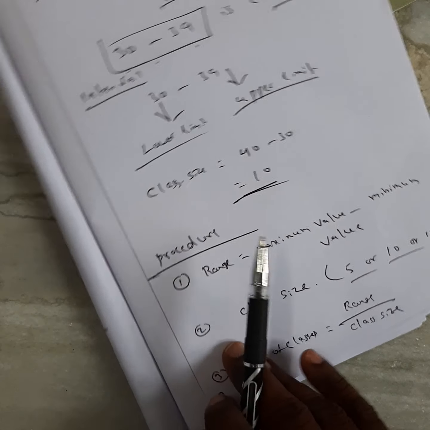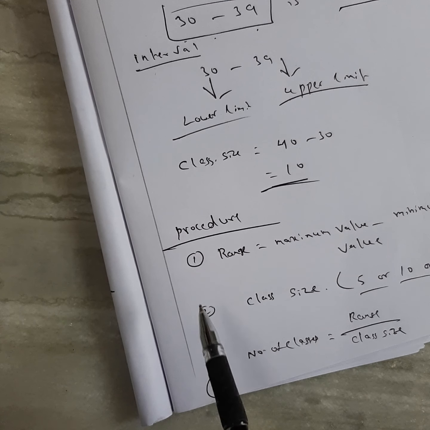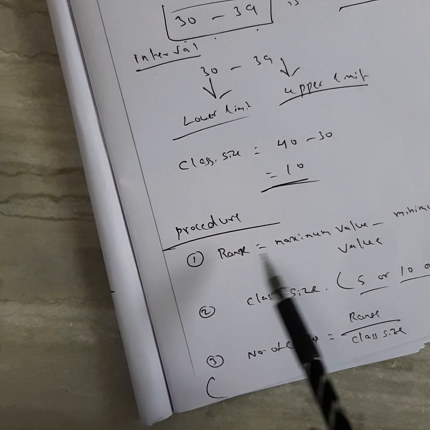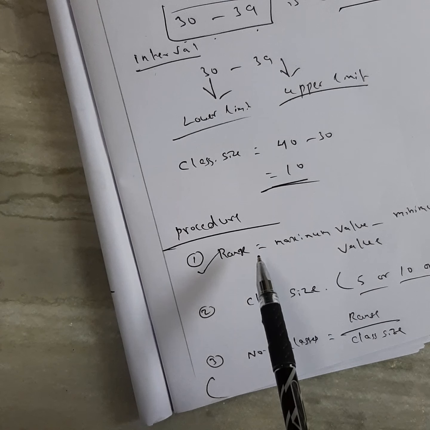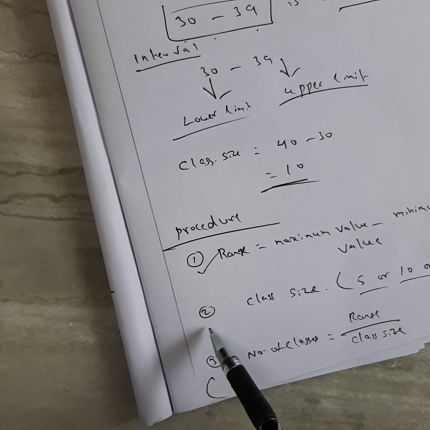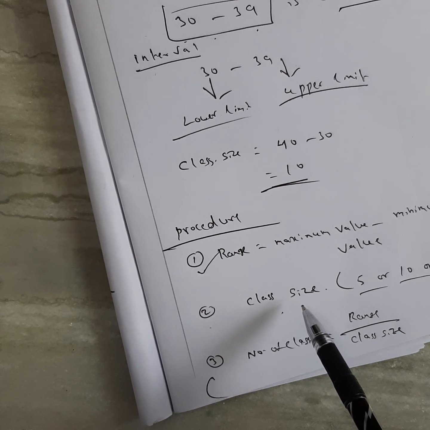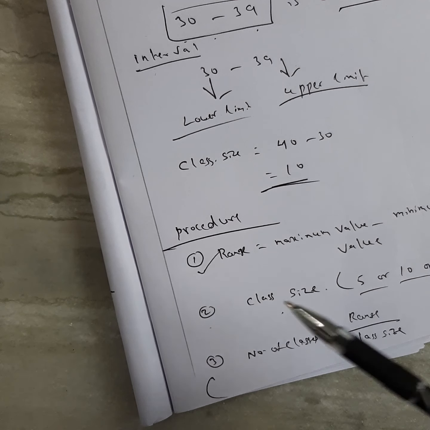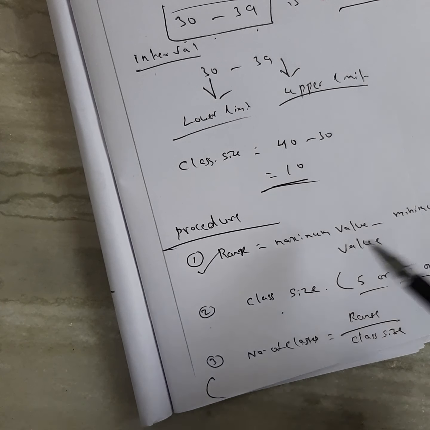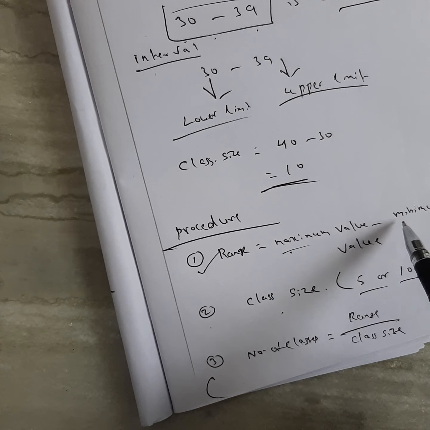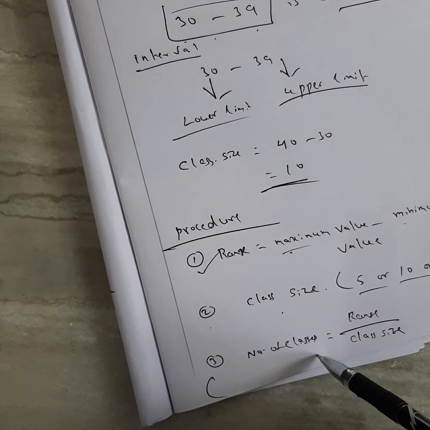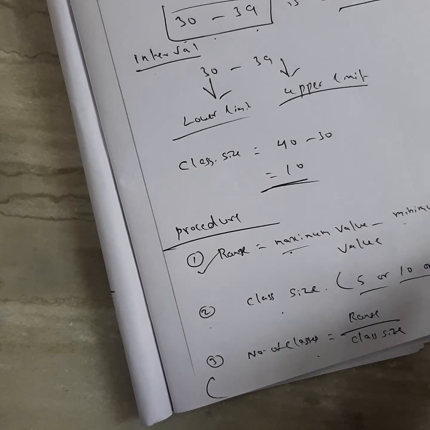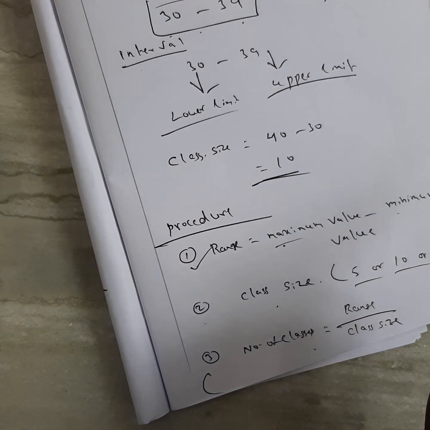So children, these are the three steps you have to follow when you want to make a grouped frequency distribution table. First you have to find the range, which is maximum value minus minimum value. Second, the class size; generally take 5 or 10, depending on the data. After that, automatically you will get the number of classes. Number of classes is equal to range by class size.